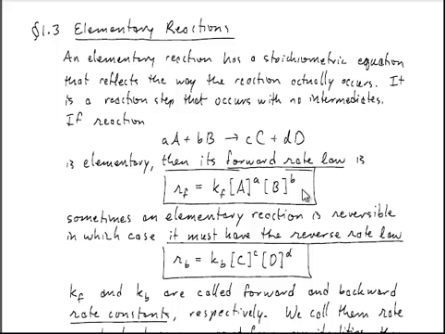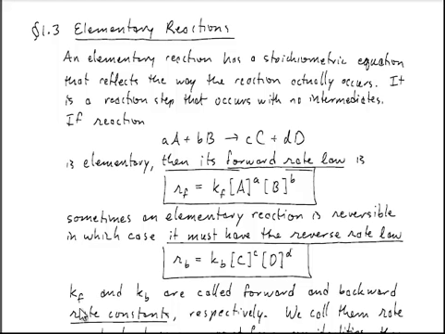Sometimes our elementary reactions are reversible. We can tell when they are reversible by looking at the Gibbs free energy for the reaction. If it is not extremely negative, then the reaction will actually be reversible. And in that case, the reaction must have a reverse rate law that's given by a reverse rate constant times the concentration of product C to the power of its stoichiometric coefficient, and product D to the power of its stoichiometric coefficient.